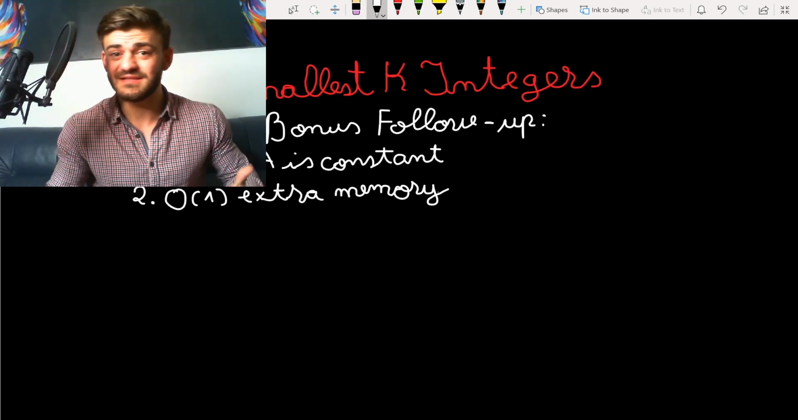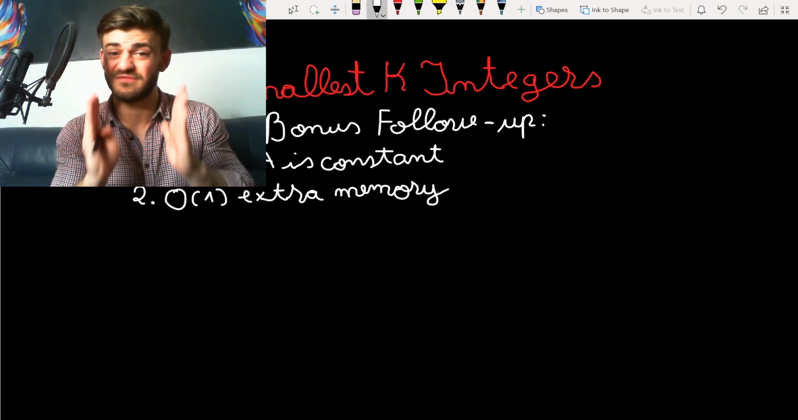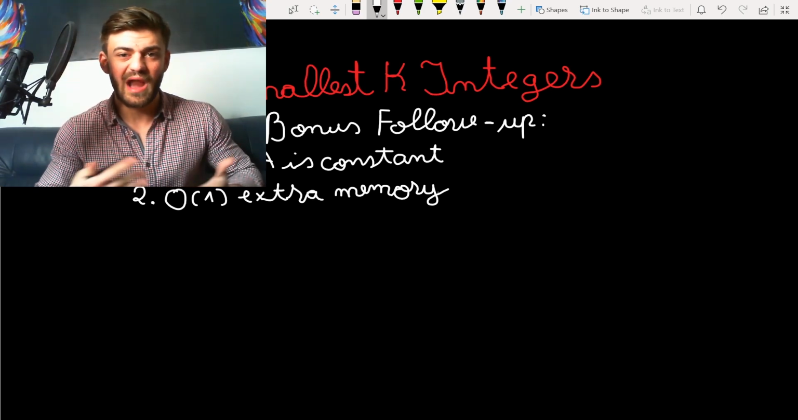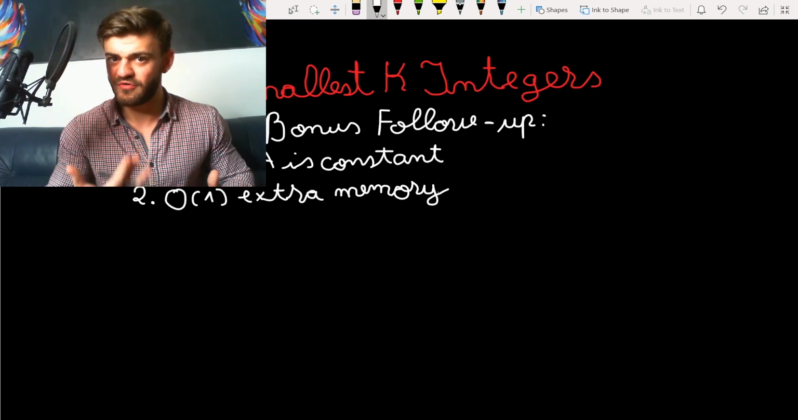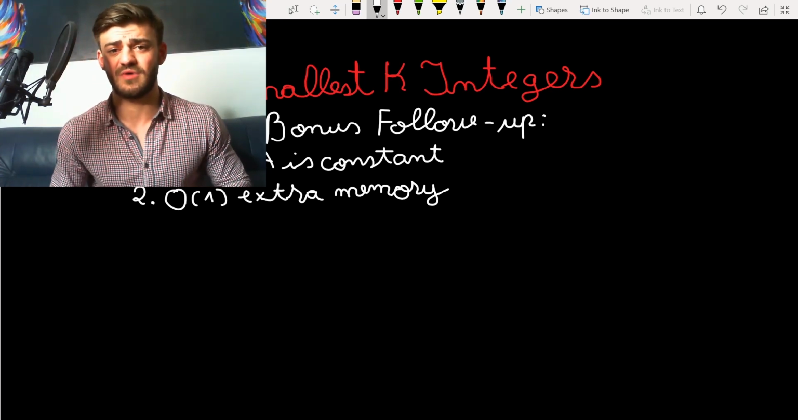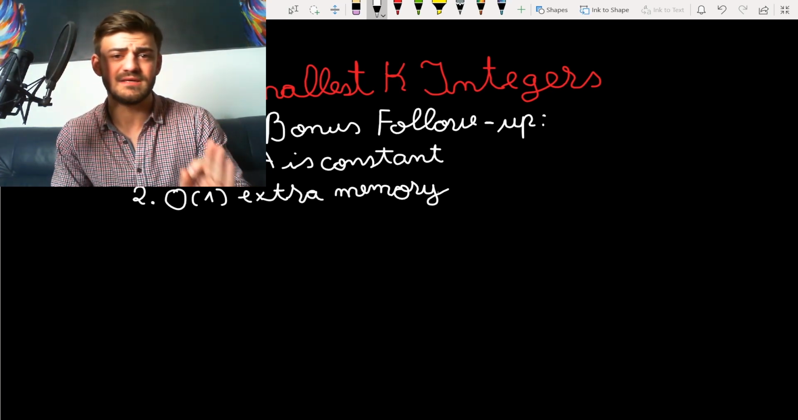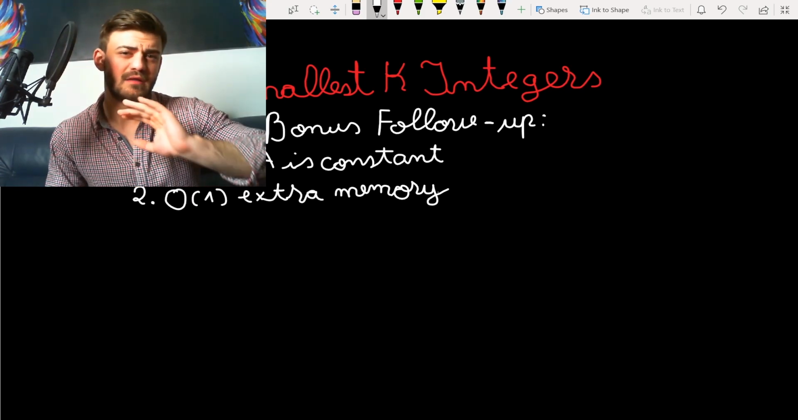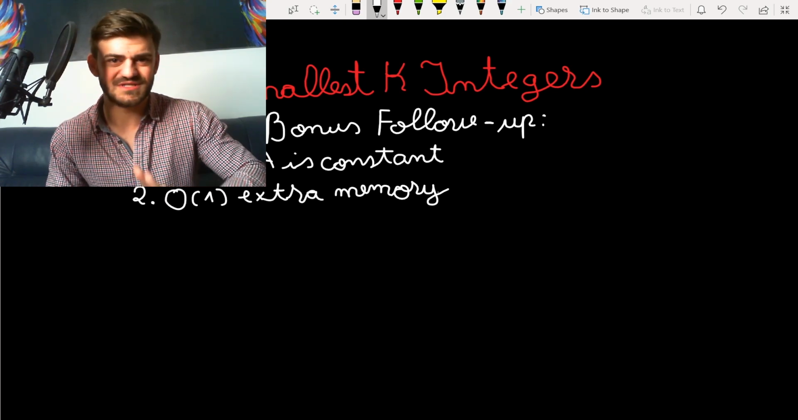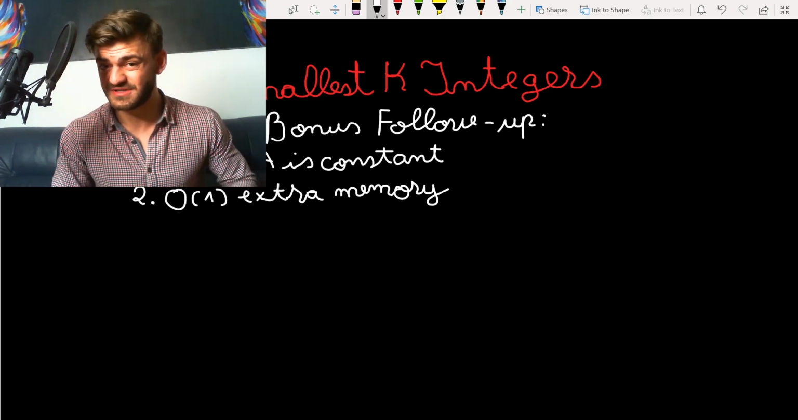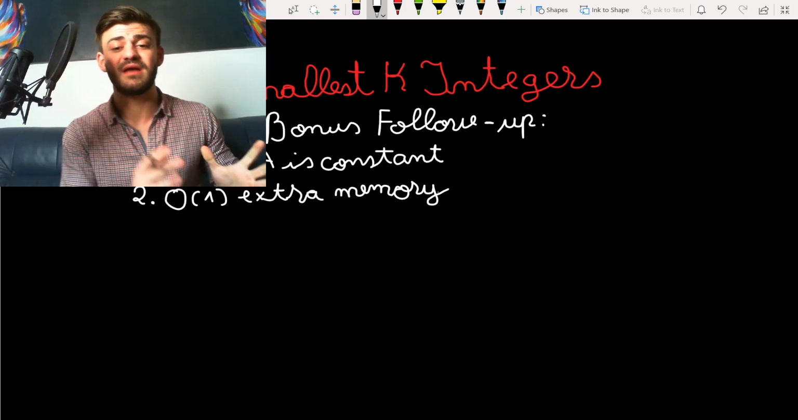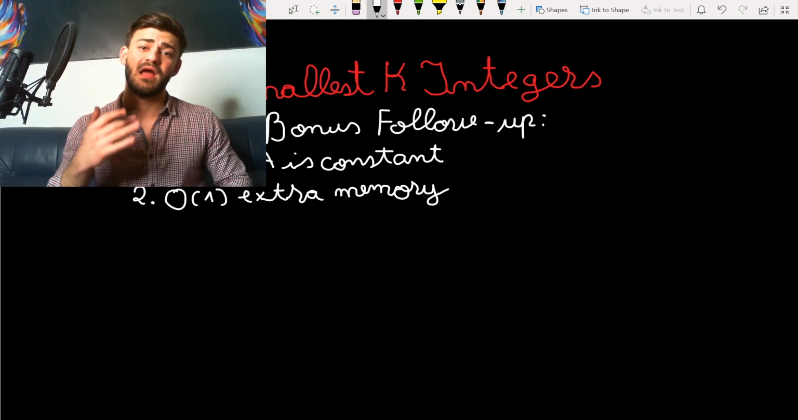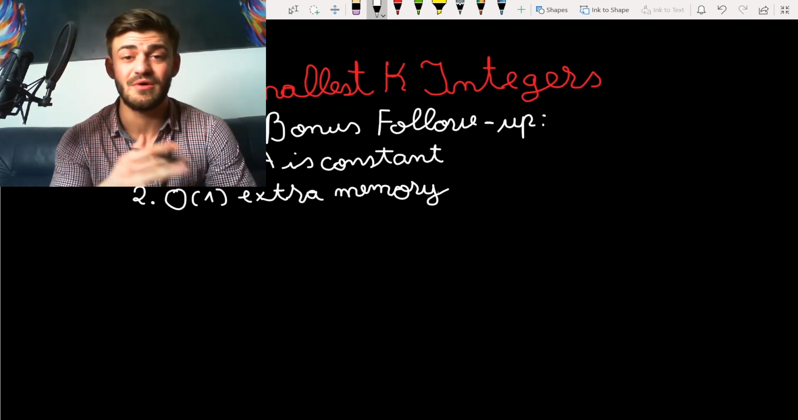Perfect. Now, before getting to the optimal solution, I have a bonus follow-up just for you. Because in coding interviews, a lot of times you are asked follow-ups after you provided the right solution. So for this one, imagine that our array A is constant. You are not allowed to change it, right? So our first solution here would not have been accepted because we sort the array. And the second constraint is that you have big O of 1 extra memory. So you can't hold additional data structures like we used in the second solution, the BST or the max heap.